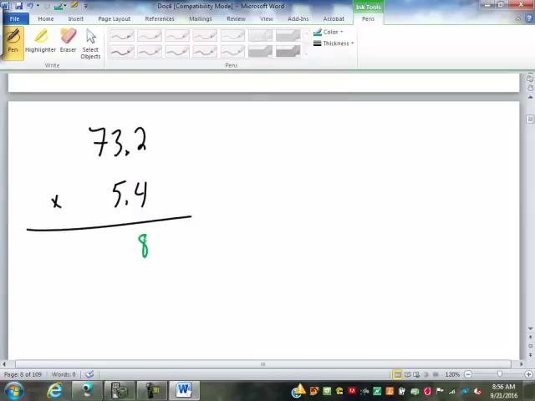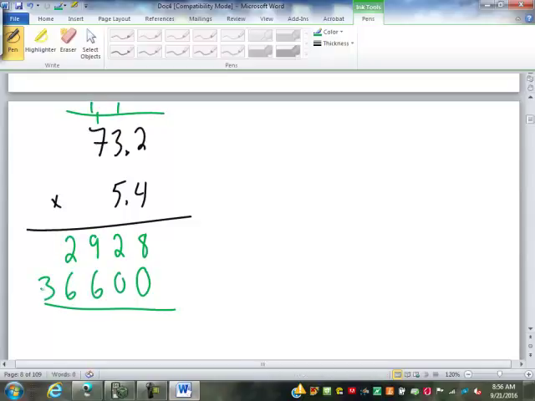4 times 2 is 8. 4 times 3 is 12, so 2 carry the 1. 4 times 7 is 28, plus 1 is 29. We'll add our 0, put a line up here. 5 times 2 is 10, so 0 carry the 1. 5 times 3 is 15, plus 1 is 16. 6 carry the 1. 5 times 7 is 35, plus 1 is 36.